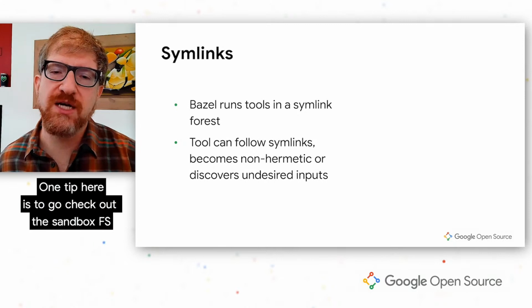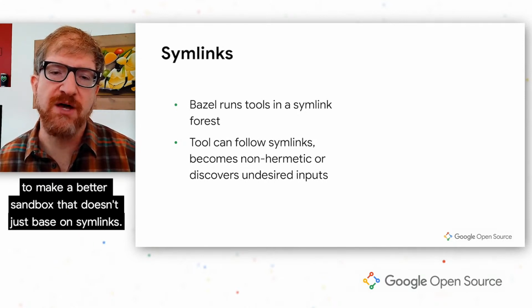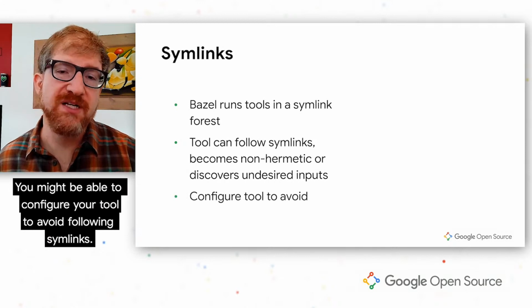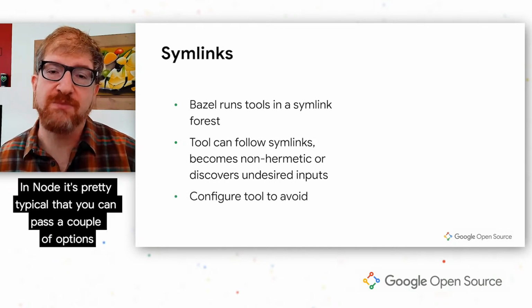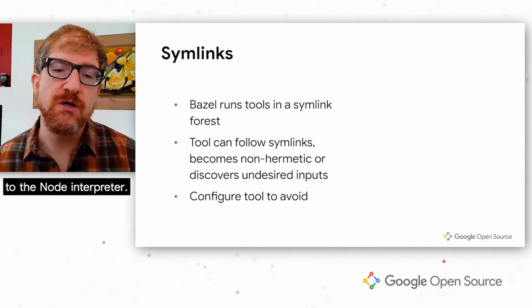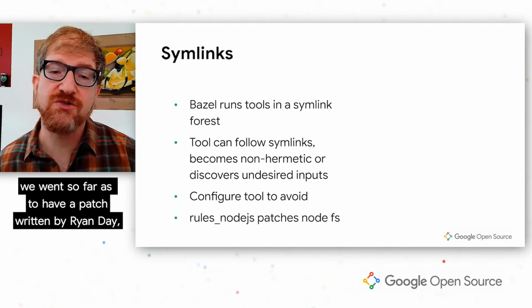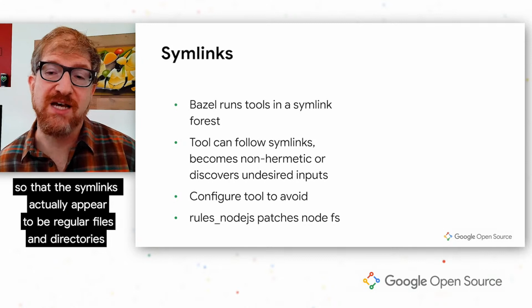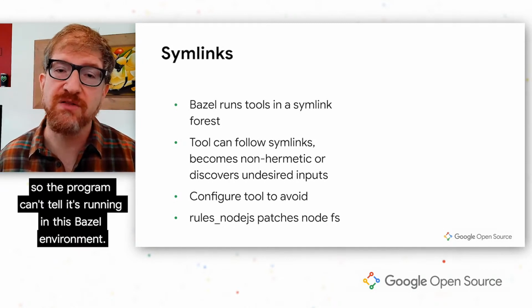One tip here is to go check out the SandboxFS, which was this effort by Julio and some others to make a better sandbox. It doesn't depend on symlinks. I don't know what the state of that project is. You might be able to configure your tool to avoid following symlinks. In Node, it's pretty typical that you can pass a couple of options to the Node interpreter. And actually in rules_nodejs, we went so far as to have a patch written by Ryan Day, which changes the file system API so that the symlinks actually appear to be regular files and directories rather than symlinks. So the program can't tell it's running in this Bazel environment.